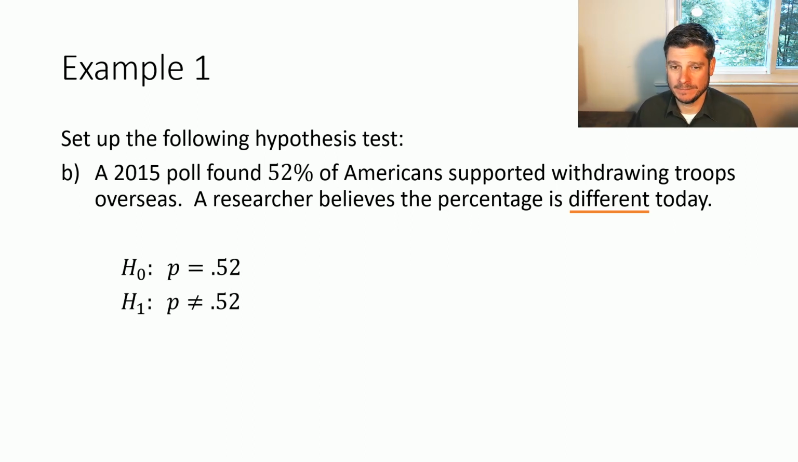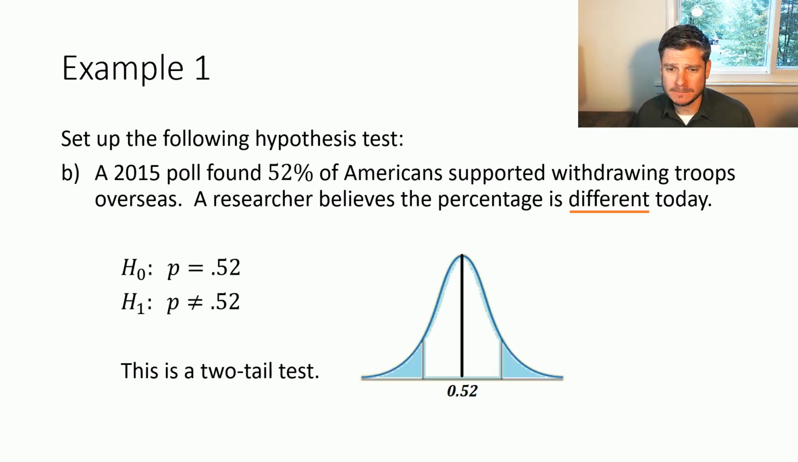So he just thinks that the probability does not equal 0.52 anymore. Again, we don't know what it is. We don't know if it's going to be higher or lower. We just think it's going to be different. So we think that proportion does not equal 0.52 anymore. What this means is that, again, we have to assume that 0.52 is in the top, but we're actually doing a two-tailed test, which means it could be in either side.